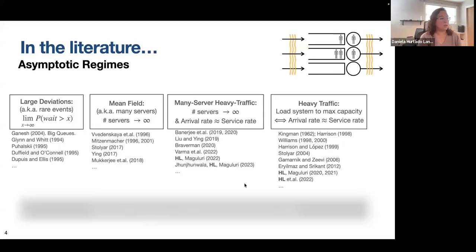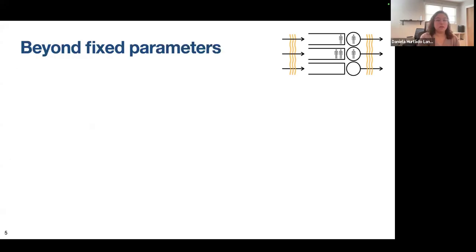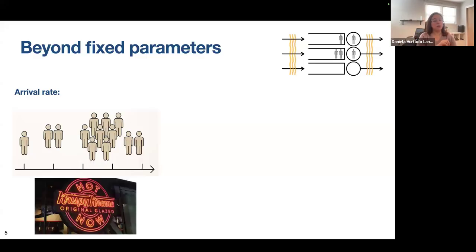But all this literature focuses on systems where the arrival rate and the service rates are constant. And this is a big assumption in many scenarios. So let me tell you a few examples of where this may not be true. I guess arrival rates are the most intuitive. We have good understanding that there's peak hours, or that customers come in batches, or if you're in the US, I don't know where else we have Krispy Kreme.